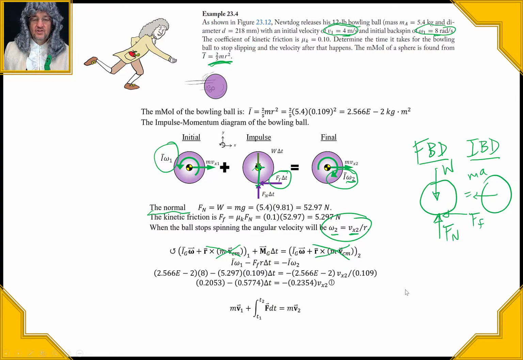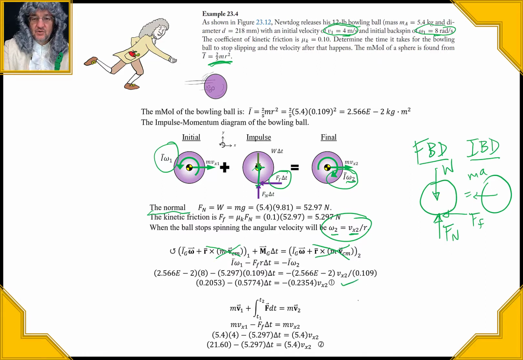Now I also want to apply linear momentum. So that was angular momentum; I can also apply linear momentum to this. And that's only in the x direction, that's the only thing that's happening, really. You can see that we have initial momentum, then we have this impulse due to the friction that's taking place, and we have a final momentum. Putting values into this, we have time and we have velocity. So we have these two equations and two unknowns. We can work with that.